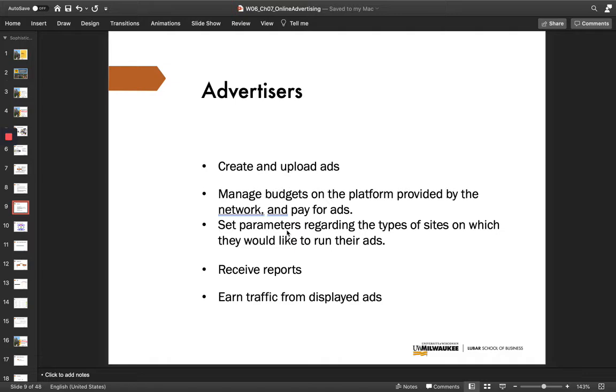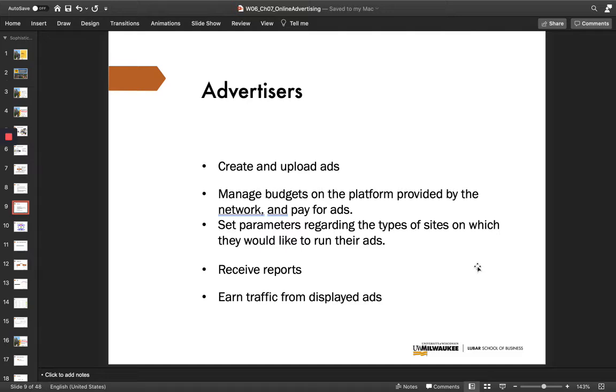How about the advertisers? They also create and upload ads, but with the network, to some extent, some modifications will be made automatically. You do not need to comply with specific rules for different outside websites. And they manage their budgets. Okay, you need to pay, right?